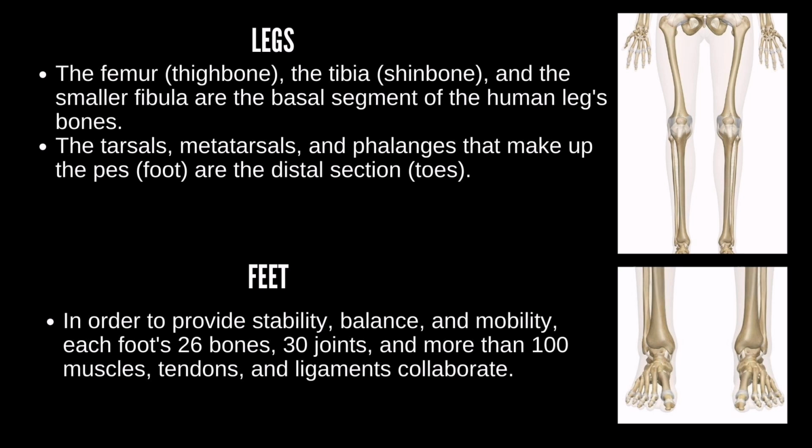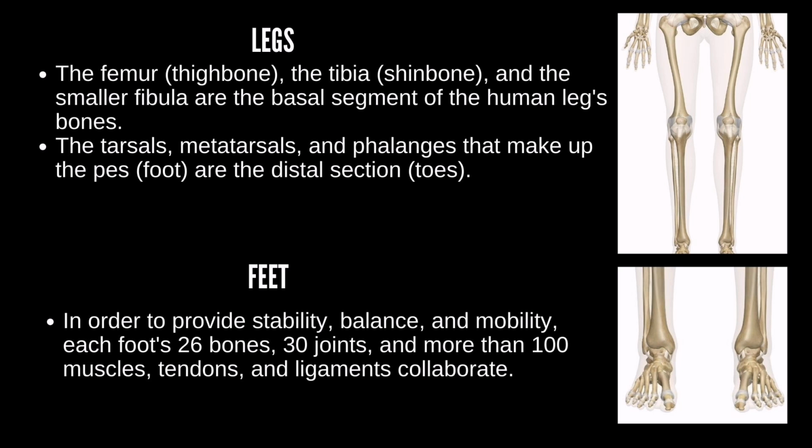Next are the legs. The femur or the thigh bone, the tibia or the shin bone, and the smaller fibula are the basal segment of the human leg bones. The tarsals, metatarsals, and phalanges that make up the pes or the foot are the distal section. The legs are the 2 lower limbs of the body. The appendicular skeleton, which supports the many muscles in the lower limbs, includes the bones of the legs and foot.